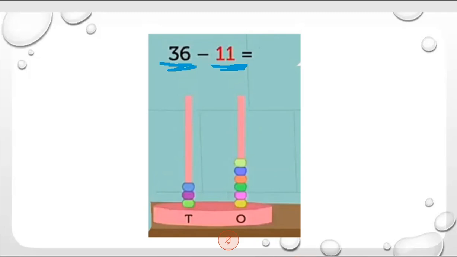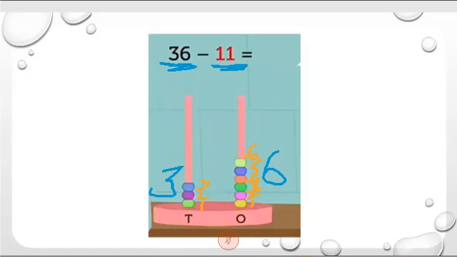So here in the tens place, 3 is there. You have seen 3 beads are there, abacus beads. And here in the ones place, 6 beads are there. Isn't it? You can count. Let's count it. So this is 1, 2, and 3. Here 1, 2, 3, 4, 5, and 6. So total 6 colorful beads are there.